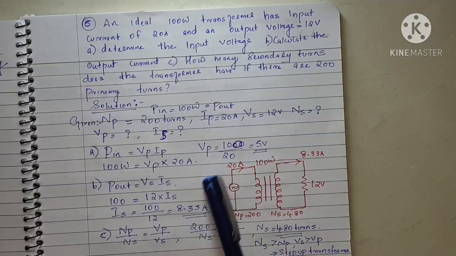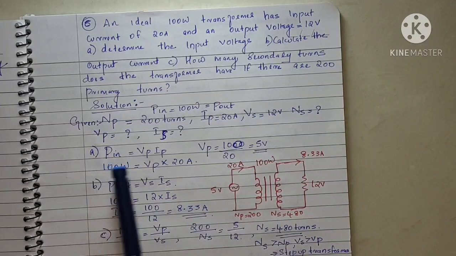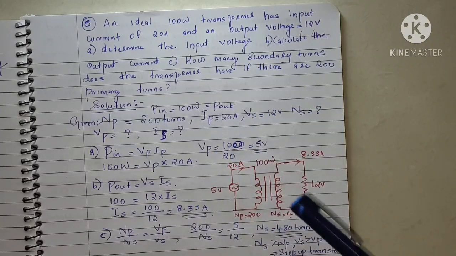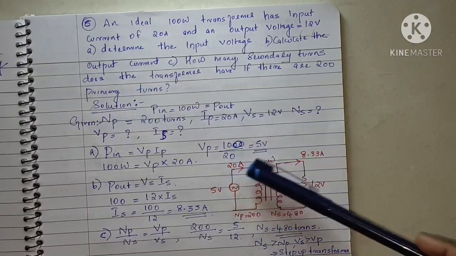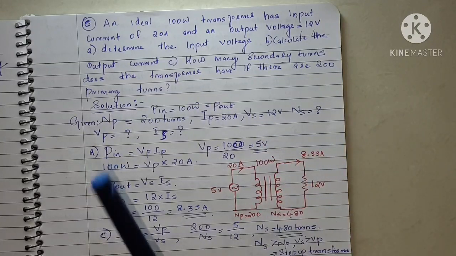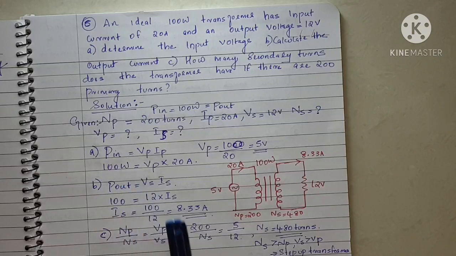First we will find out the primary voltage. We know that input power equal to Vp into Ip. So input power is given 100 watt equal to Vp into Ip, which is 20 amps. So Vp can be found out as 100 by 20 equal to 5 volt. On the secondary side, P out equal to Vs into Is. So P out is 100 equal to 12 into Is. Is can be written as 100 by 12 equal to 8.33 amps.